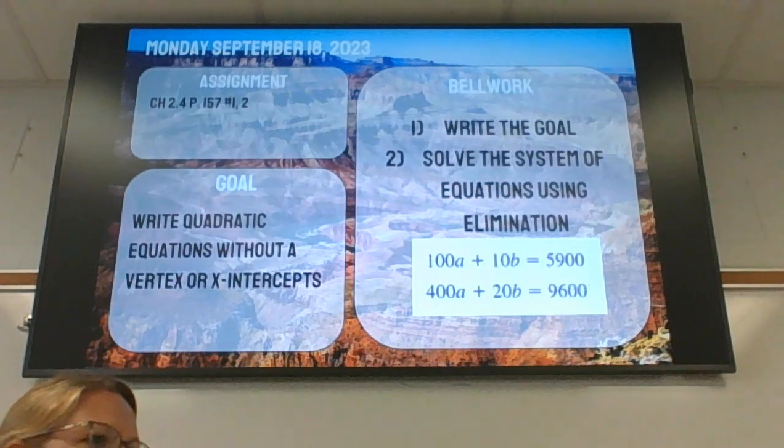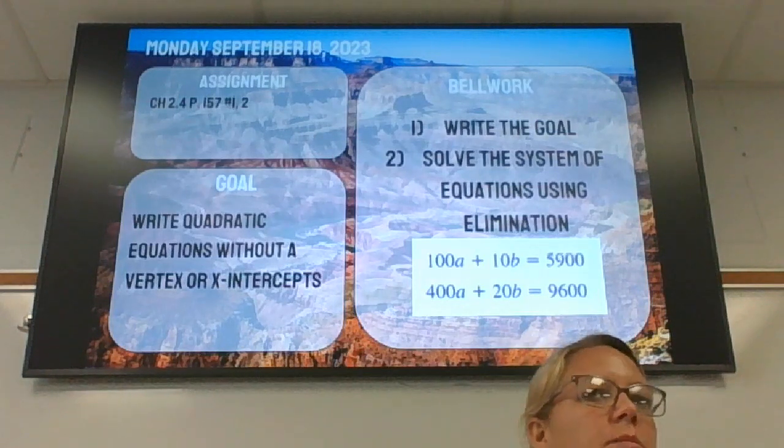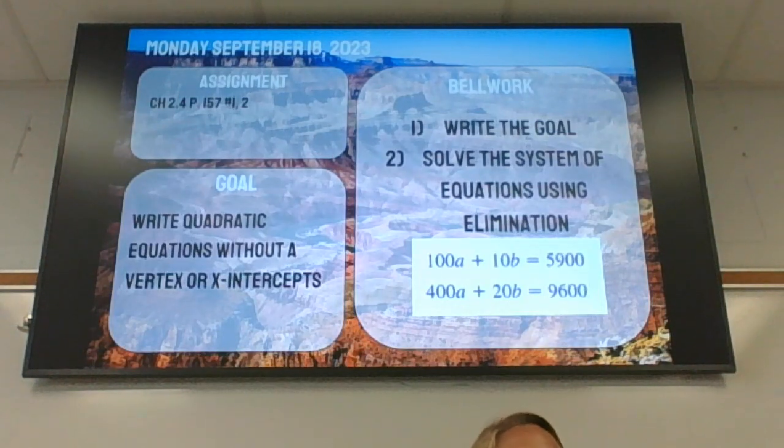We're still writing quadratic equations. We're going to do it by hand today and part of tomorrow, and then we're going to use a calculator or Desmos to do it as the last part of this chapter.